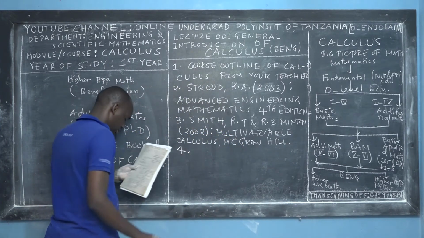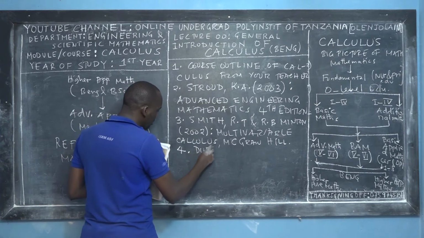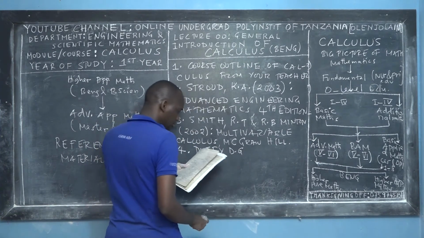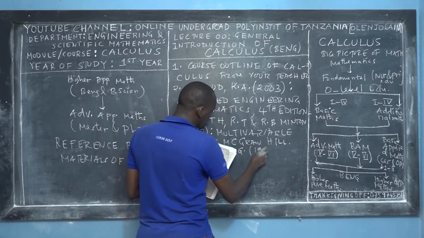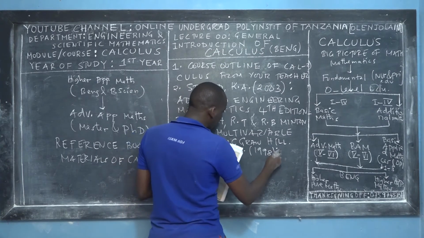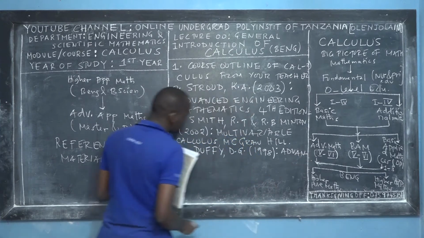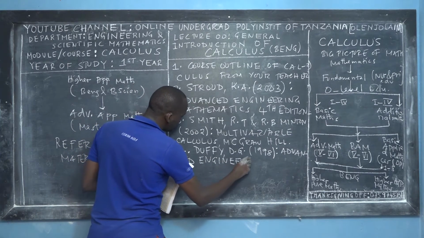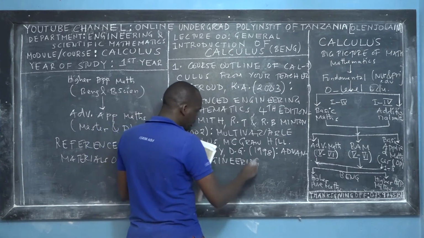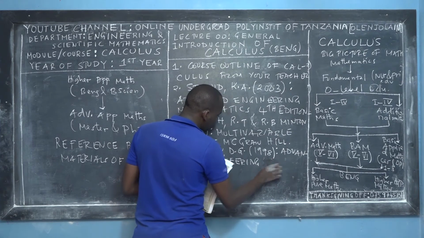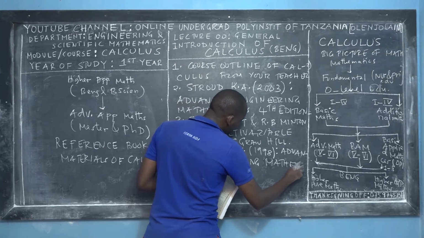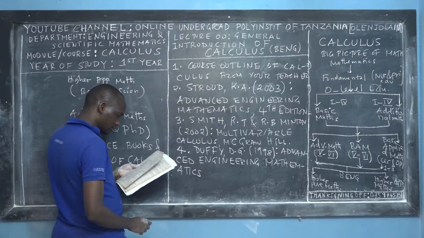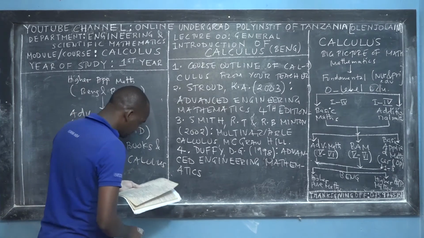The first reference for calculus is D.G. Zill. This is 1998. It's called Advanced Engineering Mathematics. Okay, advanced engineering mathematics.